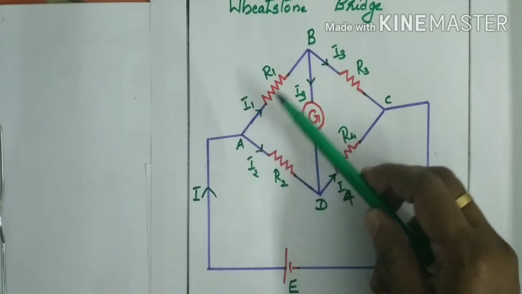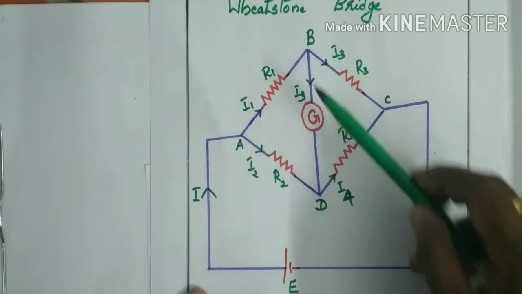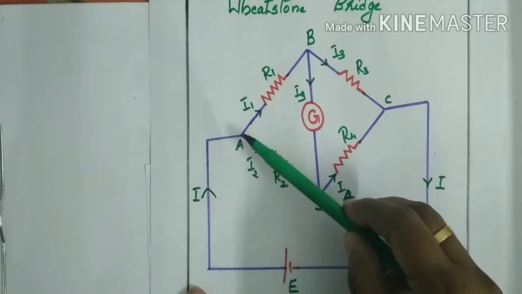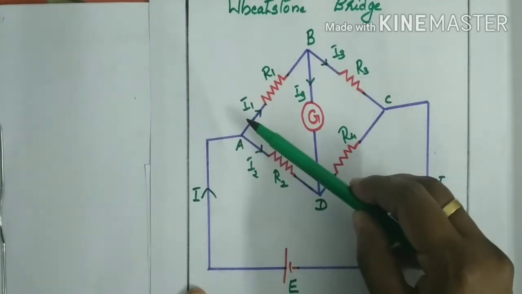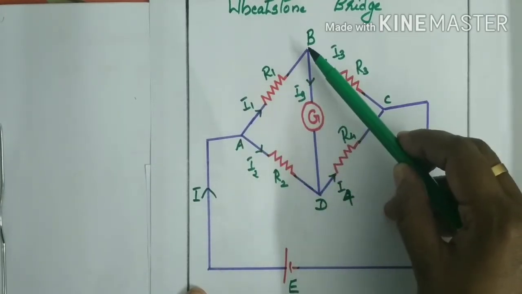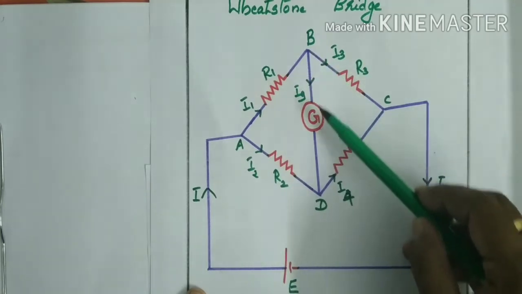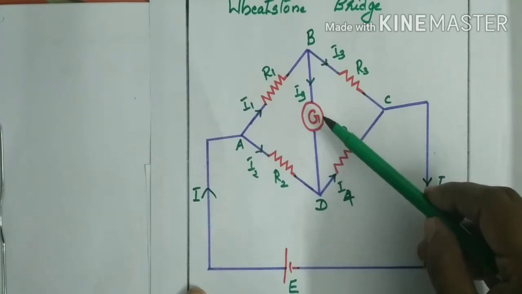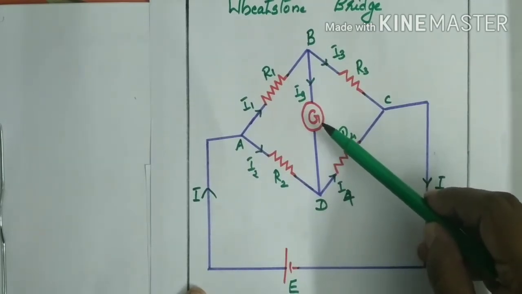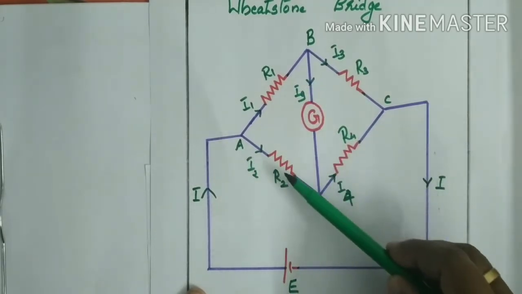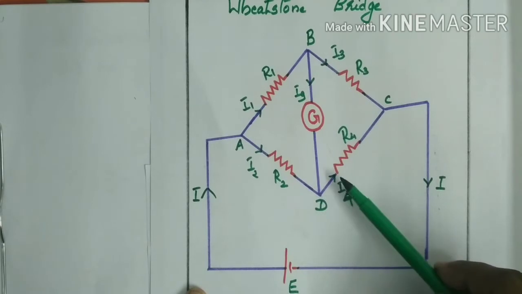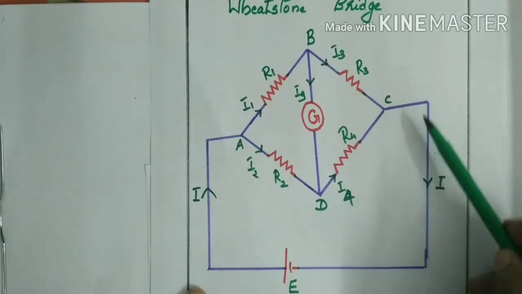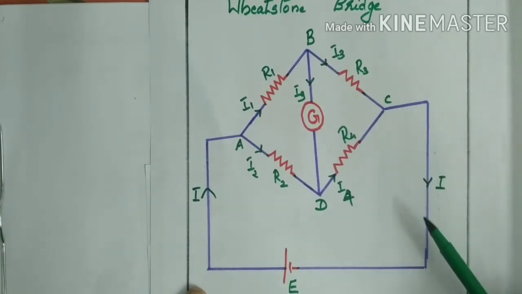For the loop, we can consider the loop A, B, D, A. From the cell, the current I is coming, and at the junction A the current splits into I1 and I2. I1 is the current moving, and at the point B again the current splits to form Ig and I3. Ig is the current flowing through the galvanometer, and the galvanometer has resistance G. This Ig current and this I2 current at the point D again combine to form I4. I4 is the current flowing through R4, and I3 and this I4 combine to form I. So that is the division of current.